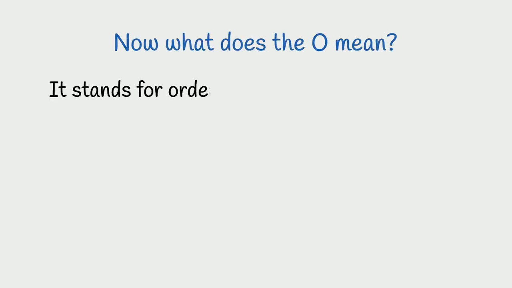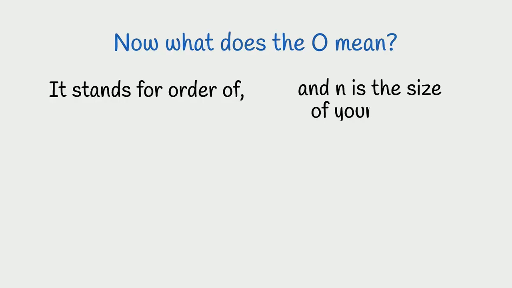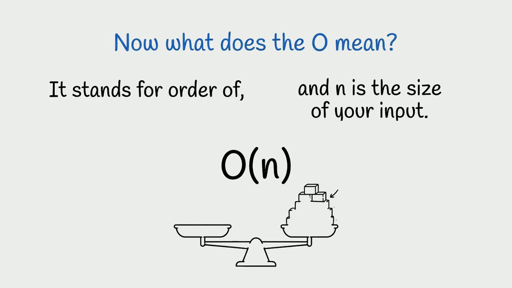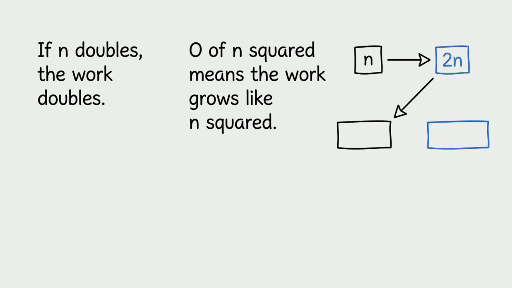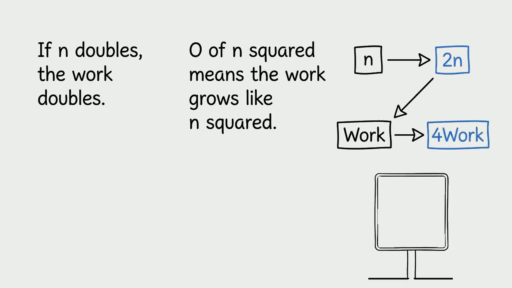Now, what does the O mean? It stands for order of, and n is the size of your input. So O of n means the work grows in proportion to n. If n doubles, the work doubles. O of n squared means the work grows like n squared. If n doubles, the work quadruples. It's like a speed limit sign for how fast the work grows.